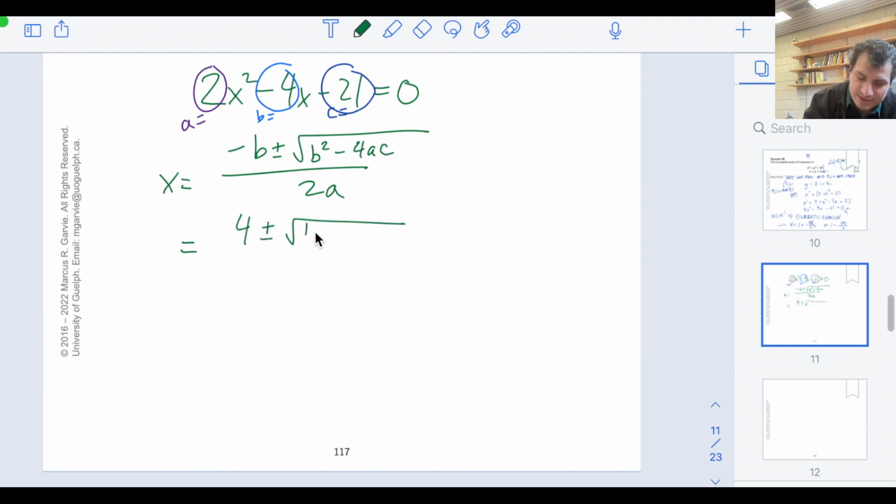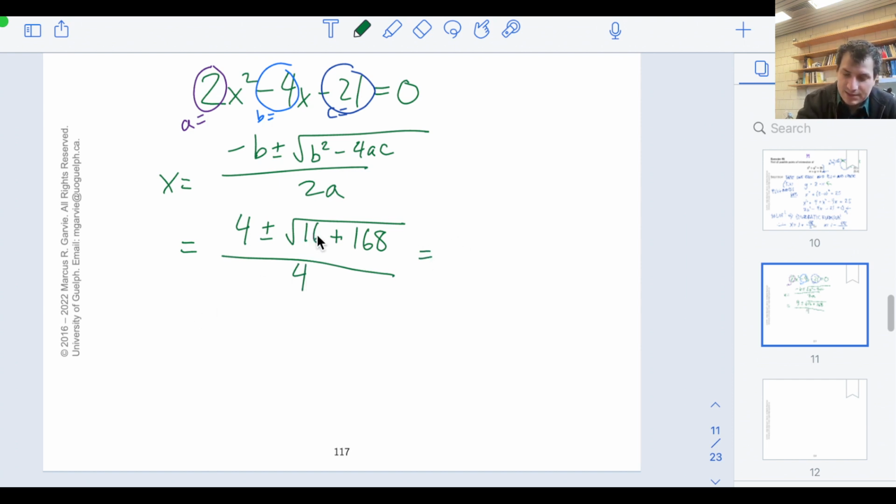Negative 4 squared is 16. 4 times a times c is 4 times 2 times 21. So 4 times 21 is 84, times 2 is 168. And there's a negative sign on the c, so minus 4ac is going to give a plus. This is the negative of the negative. So 16 plus 168, and then we're dividing by 2a. a is 2, so dividing by 4.